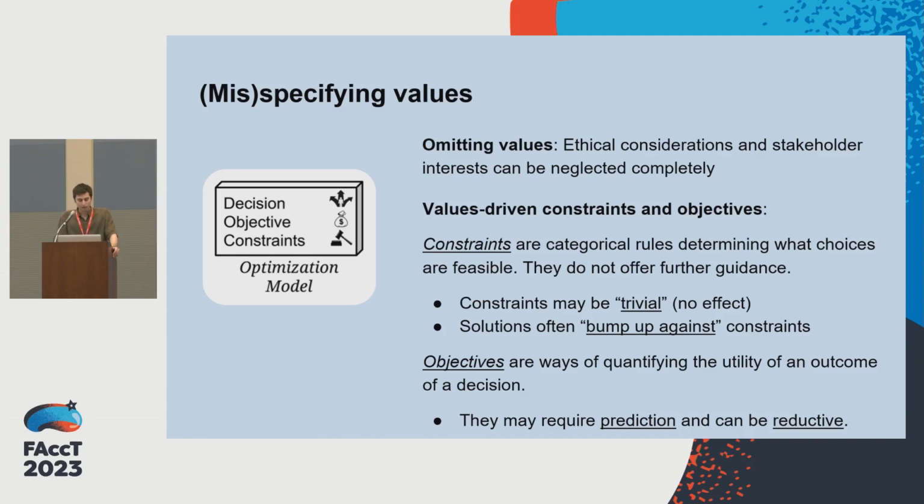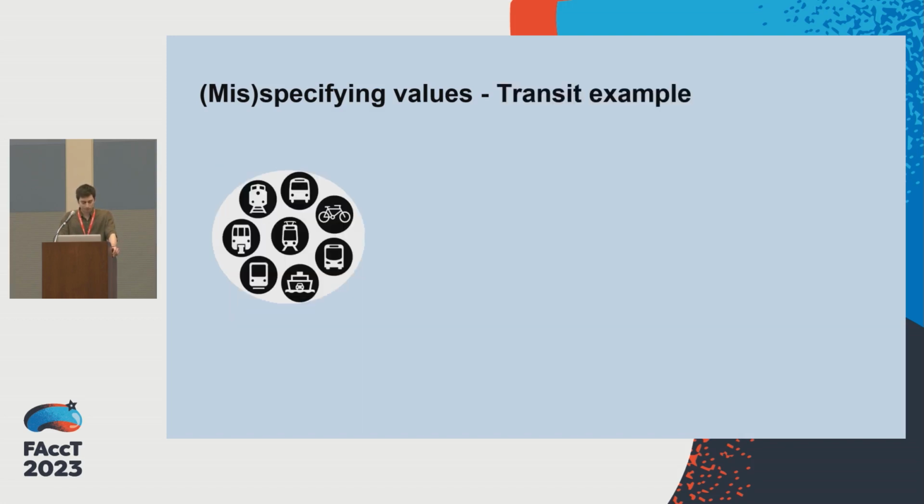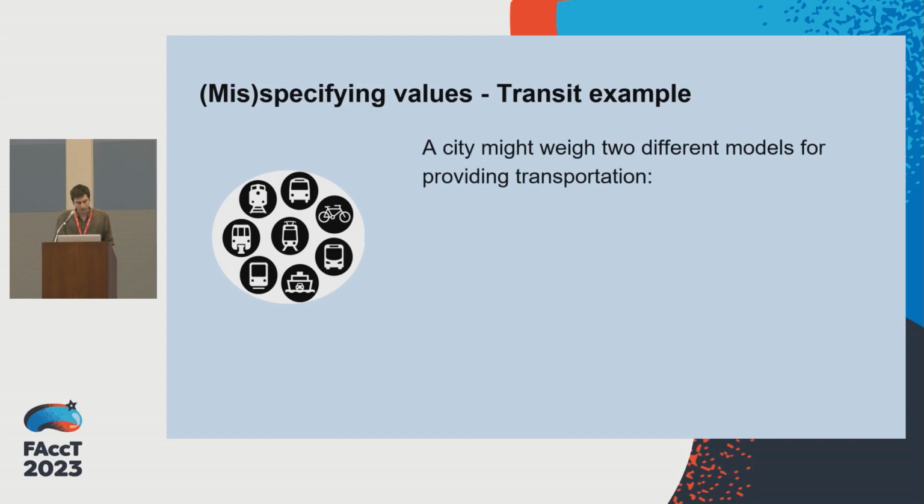a constraint. Objectives, on the other hand, tend to be ways of quantifying utility and tend to evoke a more utilitarian calculation of value. They may require predictions and can often be reductive, for example, by measuring value in dollars. To better understand the different ways that values can be considered as a constraint or as an objective, consider a hypothetical transit agency tasked with providing transportation to city residents. Two different approaches to optimizing transport might yield different results.